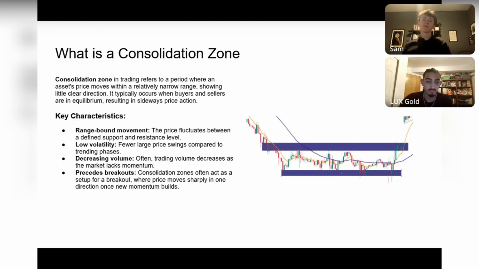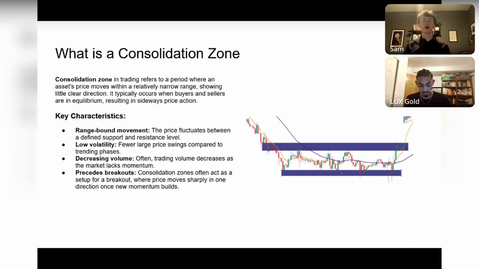Consolidation, right? Some of the characteristics you can look for are range-bound movement, where the price will fluctuate between a defined support and resistance level, and those support and resistance levels are usually somewhat close together, as you also see in this graph. So price is somewhat close together, and we're just moving in between. That is a zone of consolidation, a zone where price hasn't broken out in one direction.